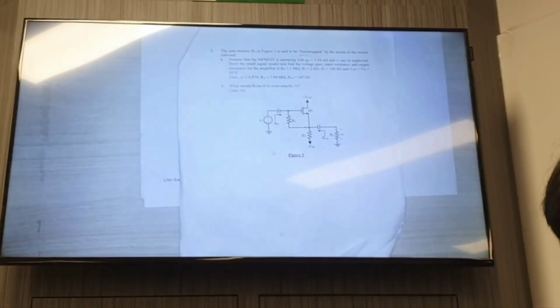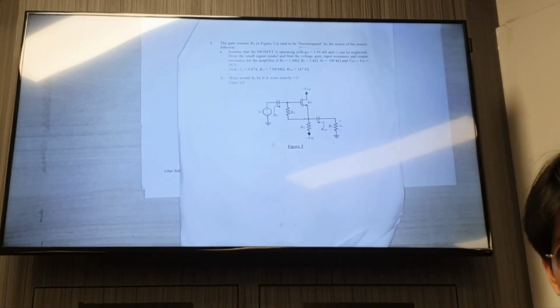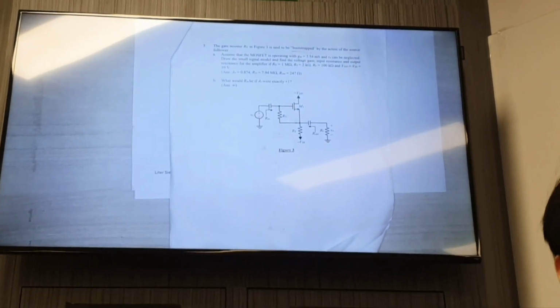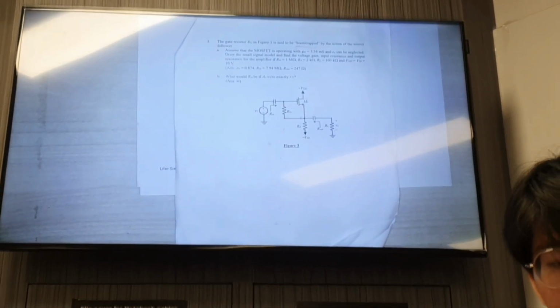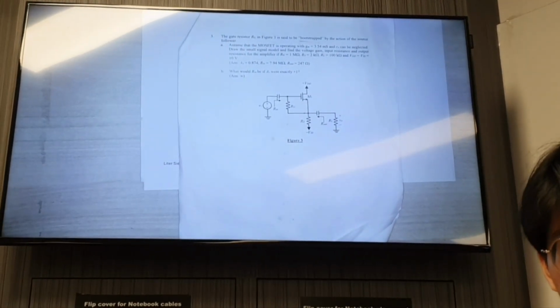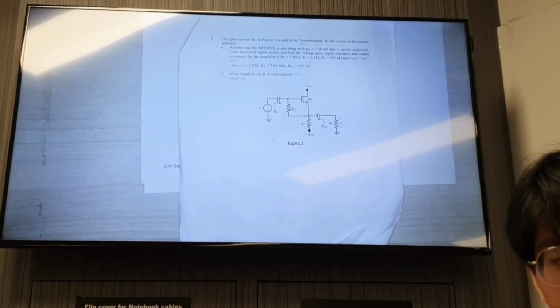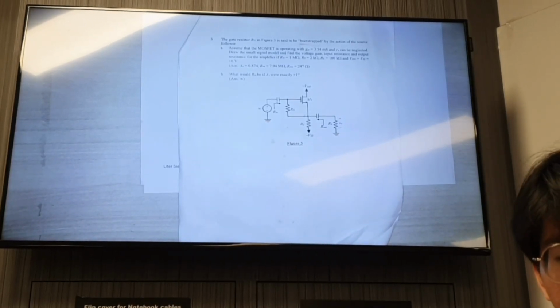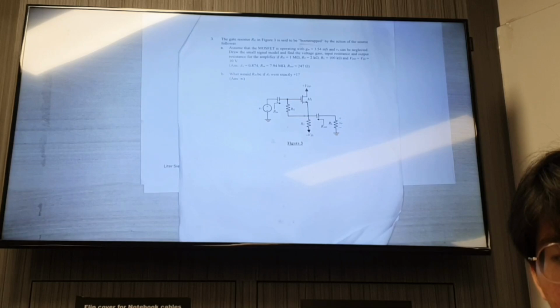Is the gain steady? Non-inverting? Inverting? Is the gain very high? Yes. Drain.